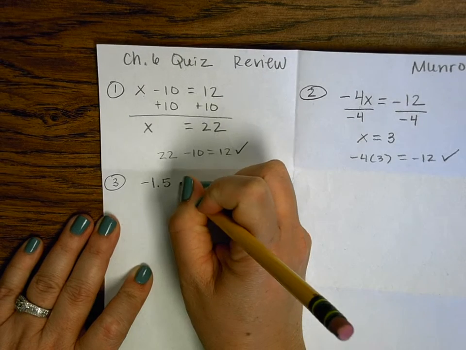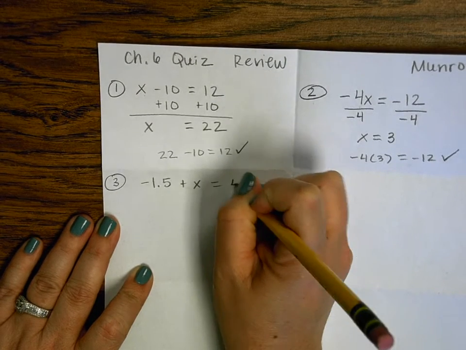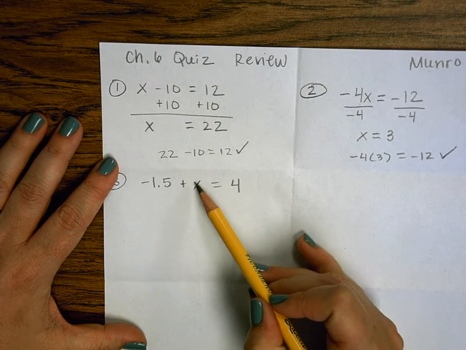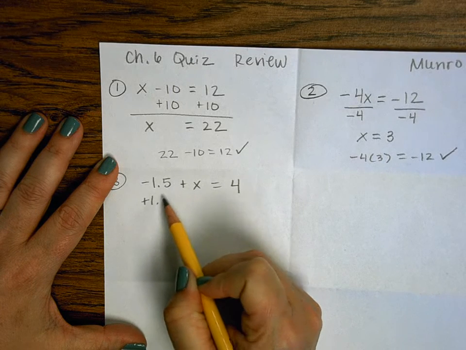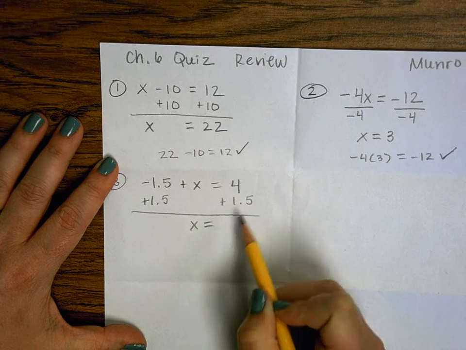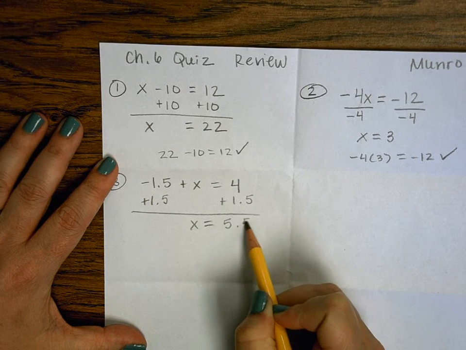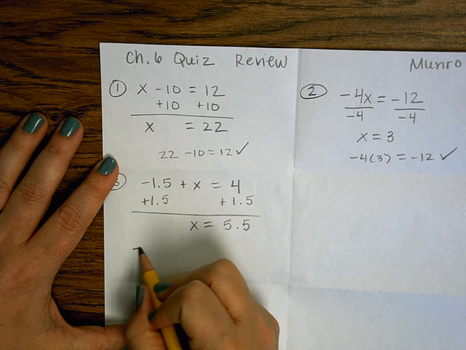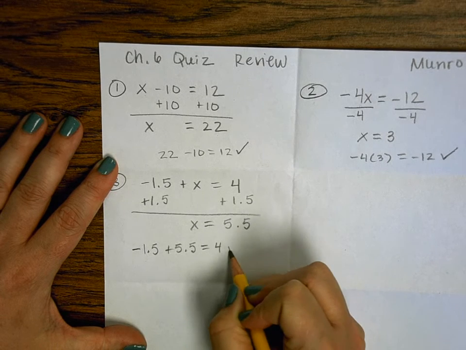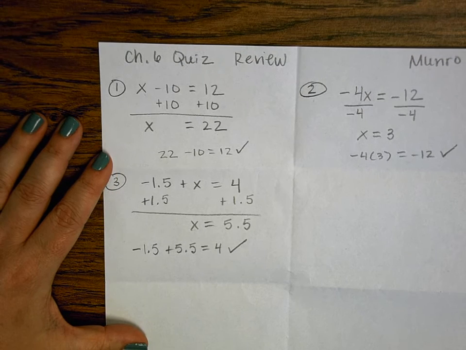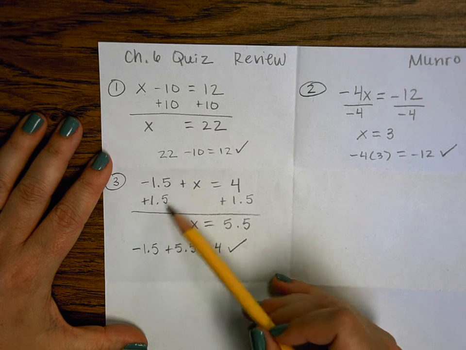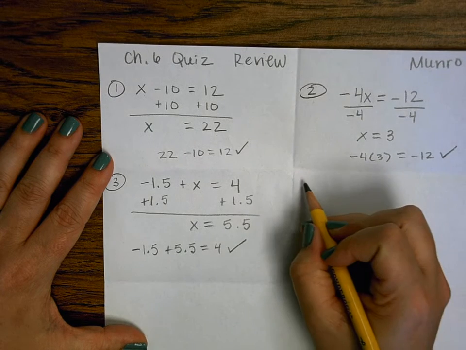Okay, number 3. Negative 1.5 plus x equals 4. We need to isolate x, so that means we need to add 1.5 to both sides. So x equals 5.5. And again, you can plug it back in. Negative 1.5 plus 5.5 should equal 4. Any questions on that one? So when you see a minus sign here, you need to add. That would make this 0 and isolate the variable. Okay, number 4.